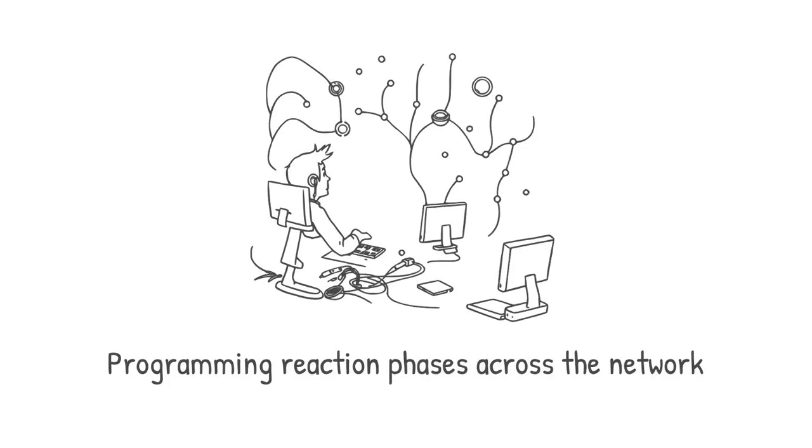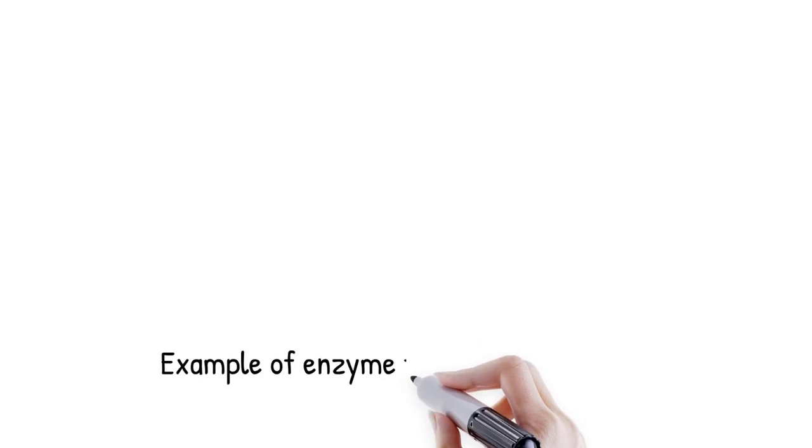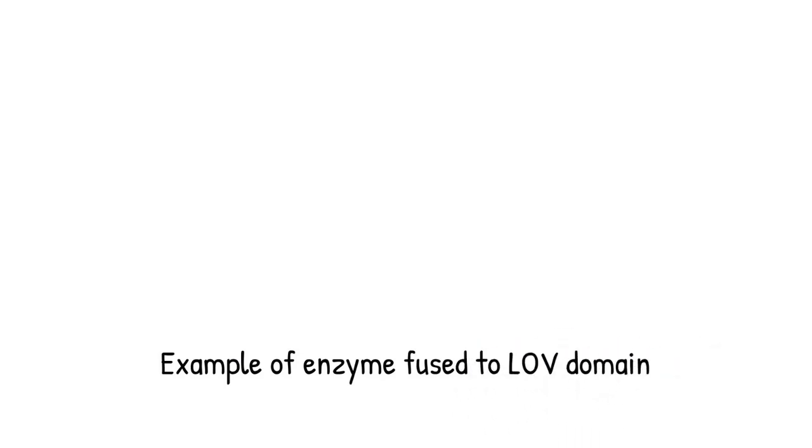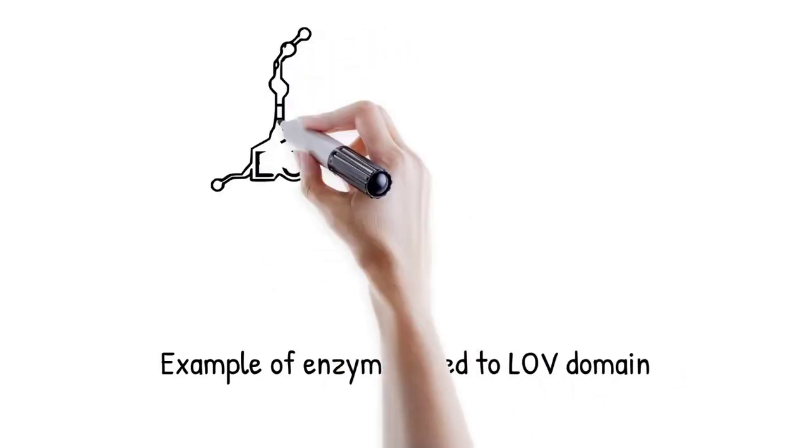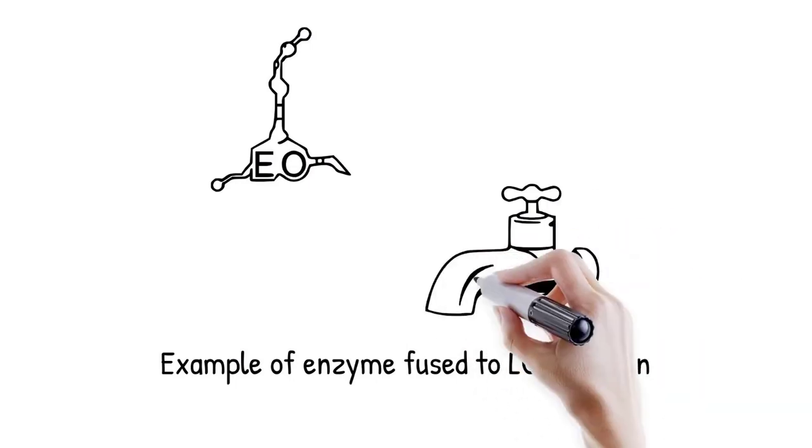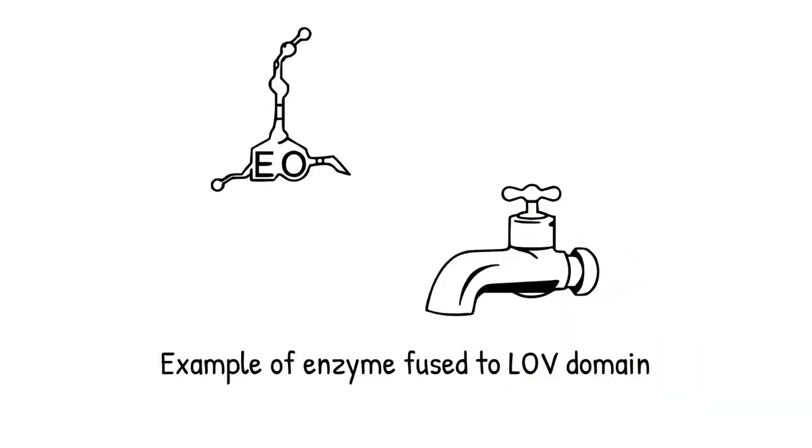An enzyme fused to a light oxygen voltage domain becomes active only upon blue light illumination, allowing temporal gating of its catalytic step. It's like fitting a faucet with a motion sensor. Water flows only when the sensor, light, or effector is triggered, then stops when the signal ceases.